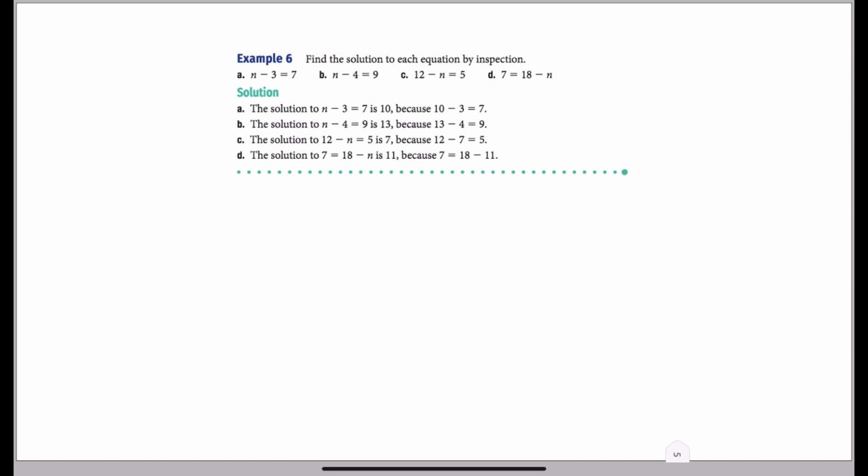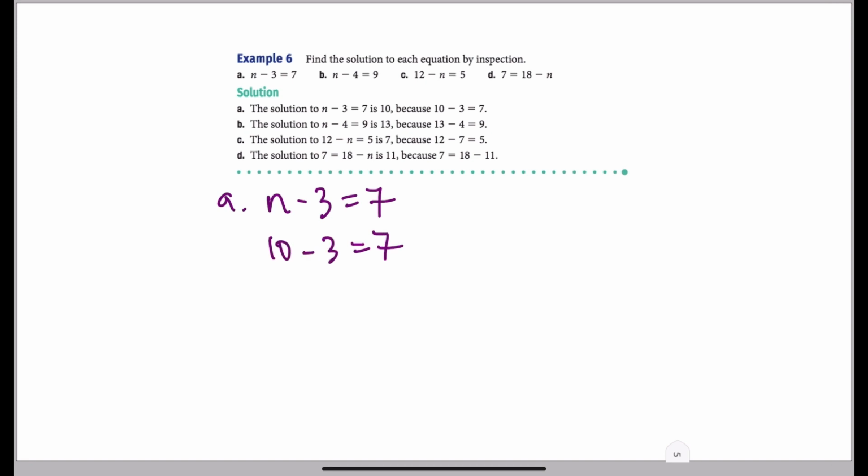Now, we can solve equations simply by inspecting them when they're simple enough and the numbers are small enough and manageable enough, and we can do a lot of the work in our minds. So let's go through each one of these. A is n minus 3 equals 7. A number, take away 3 leaves 7. So what number, when you subtract 3, gives 7 left? Well, that number has to be 10, right? Because 10 minus 3 equals 7.